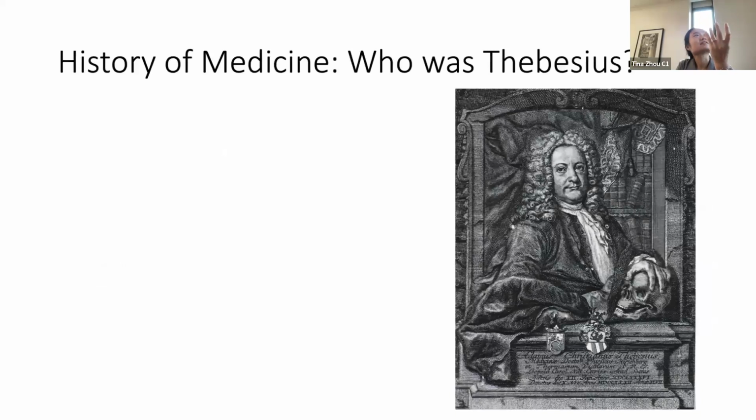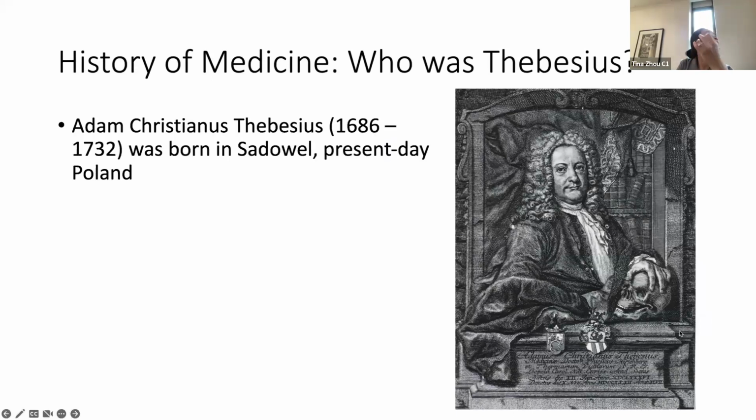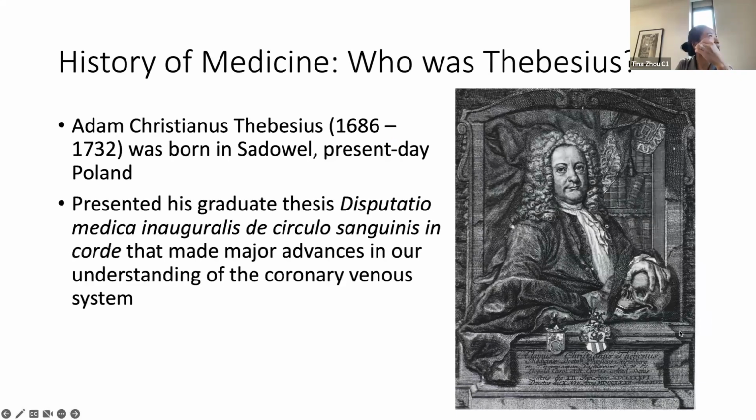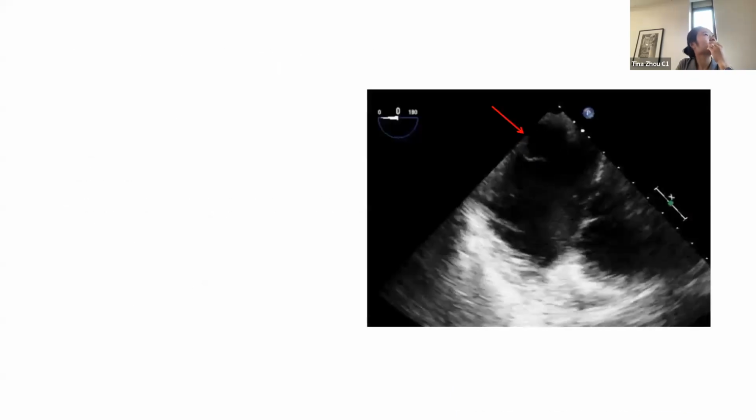So, a little history of medicine moment, because the heart has all sorts of beautiful names. Who is Thebesius? This is the guy. He is very old. He was born in Poland in the 17th century. At 22 years of age, he presented his graduate thesis. I'm not going to try to pronounce his title, but it really made major advances in our understanding of the coronary venous system. So it was not only the valve that was named after him, but also the Thebesian veins. Makes me wonder what I was doing at 22, but that's okay.